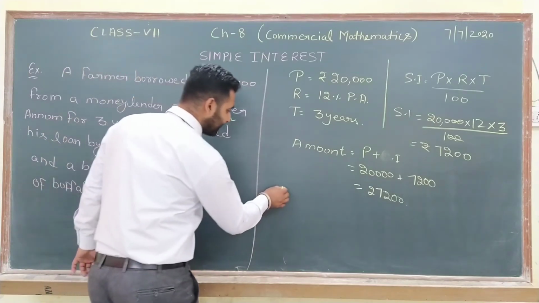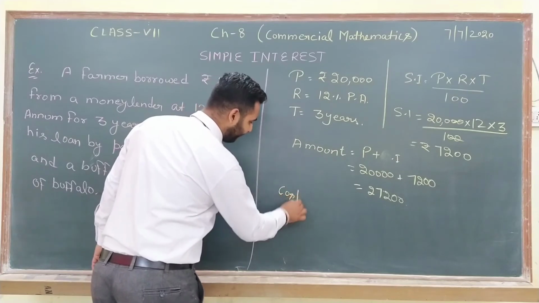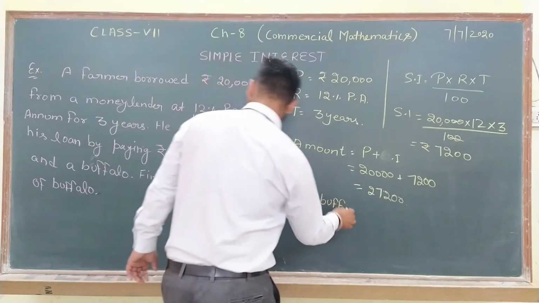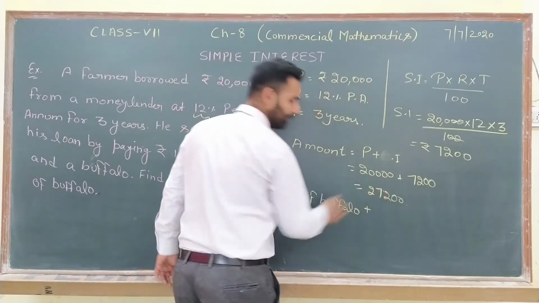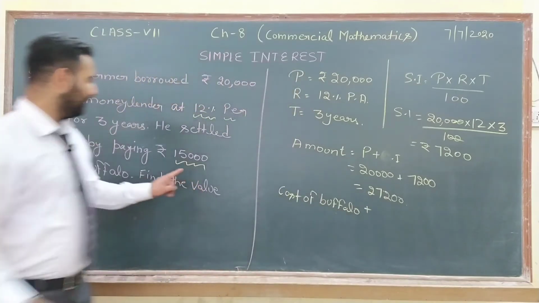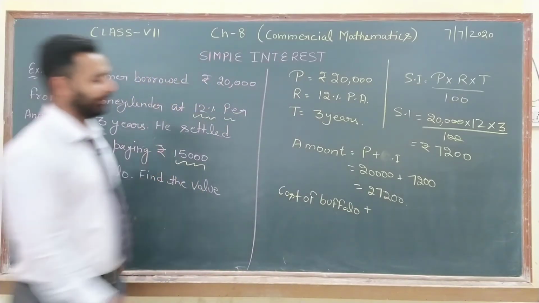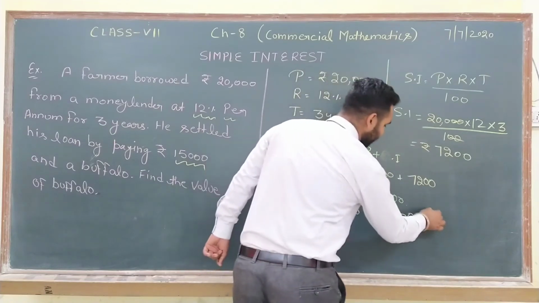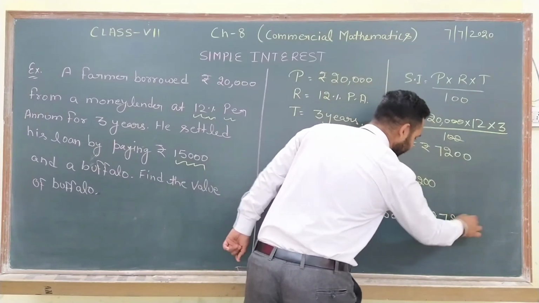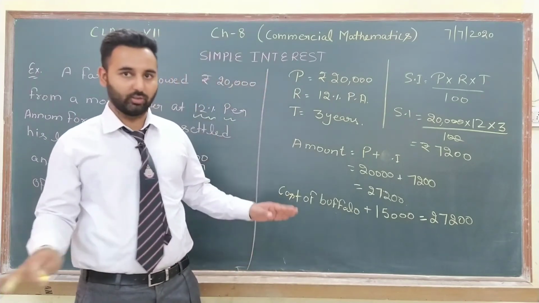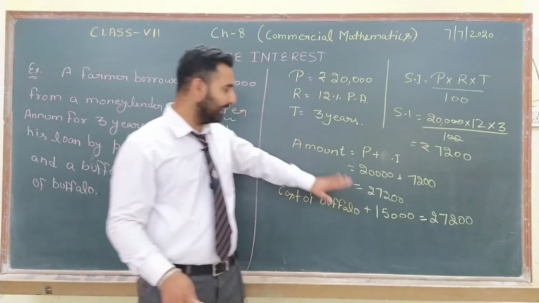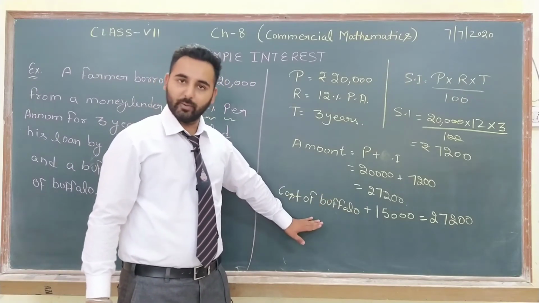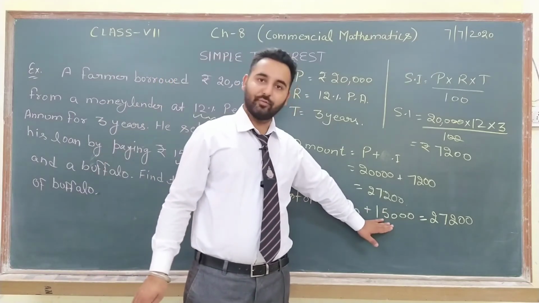So we can say from here, cost of buffalo plus 15,000 is equal to 27,200 rupees. One thing he paid is one buffalo and rupees 15,000. Because he wanted to settle his complete loan, and to settle his complete loan he has to pay the amount. So for settlement he gave one buffalo and he paid rupees 15,000.